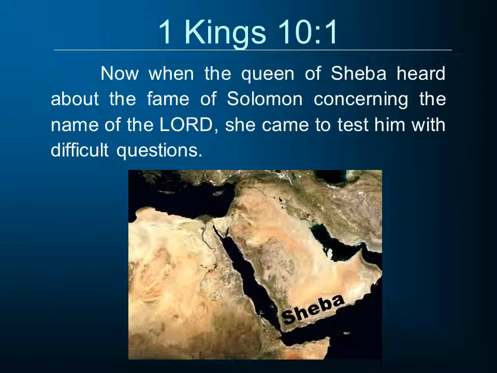Now, when the queen of Sheba heard about the fame of Solomon concerning the name of the Lord, she came to test him with difficult questions. Sheba seems to be a reference to that area south of Arabia, all the way down to the Indian Ocean. She's coming from a great distance away to test Solomon.